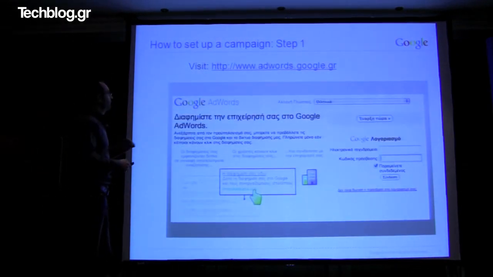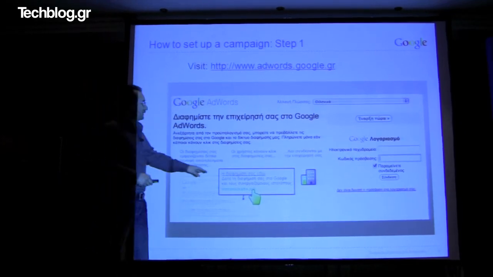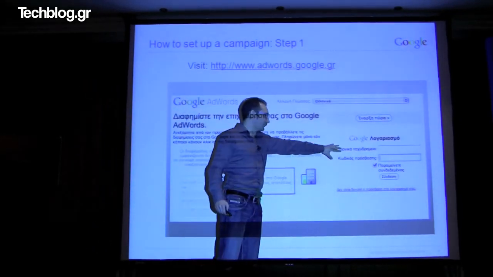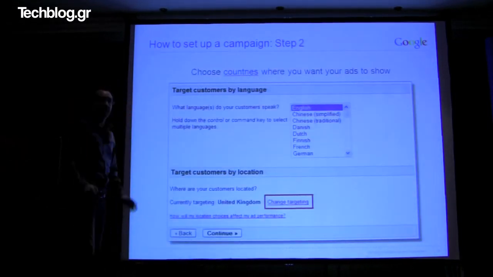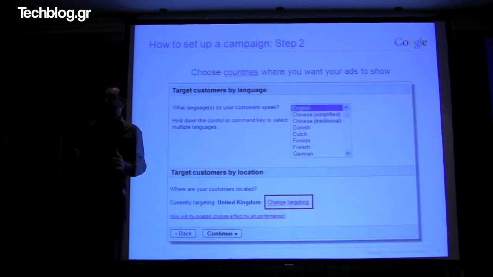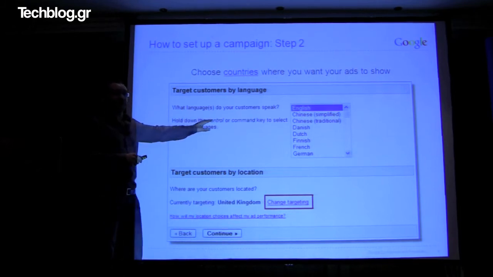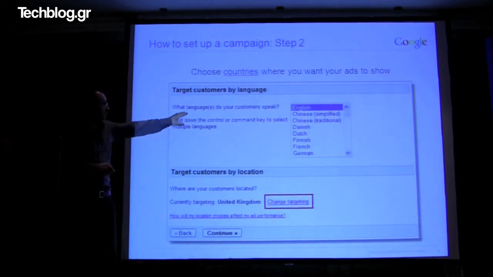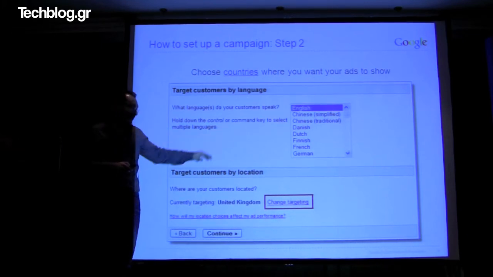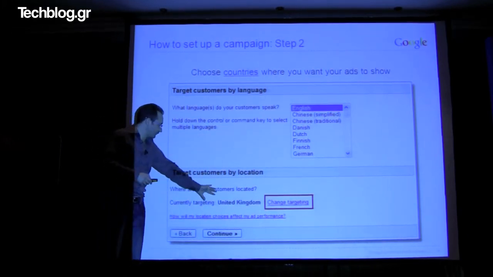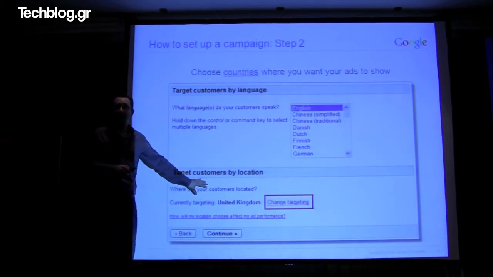So step 1 is www.adwords.google.gr. You put in your username and password, and then you press continue. And then you're in. The first thing you have to do when you're setting up your advertising campaign is you choose the language your customers speak. So in this example, we choose English, but Greek is obviously going to be one language that you can select as well. Now down here, you can select which countries you want to target.